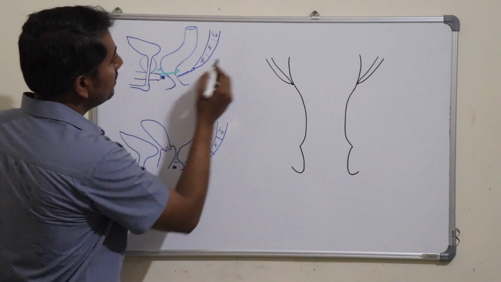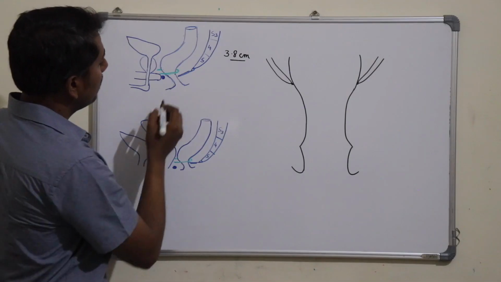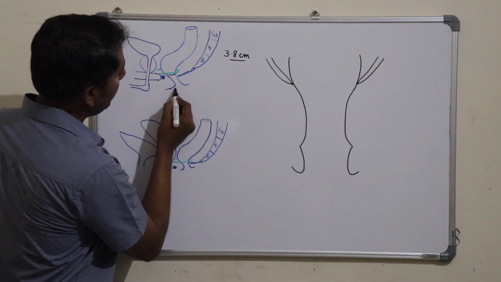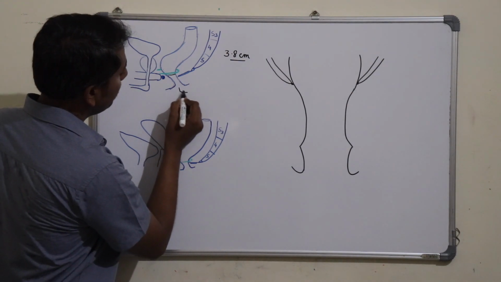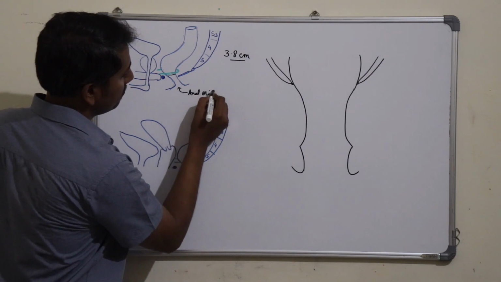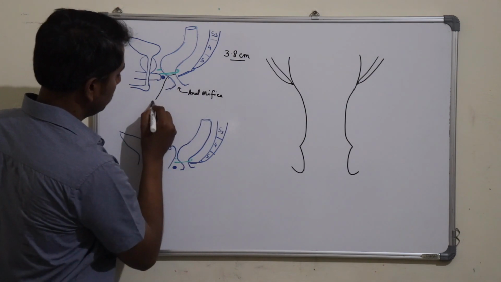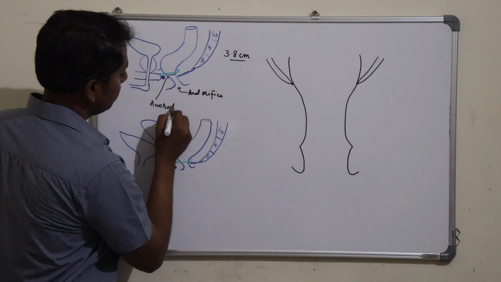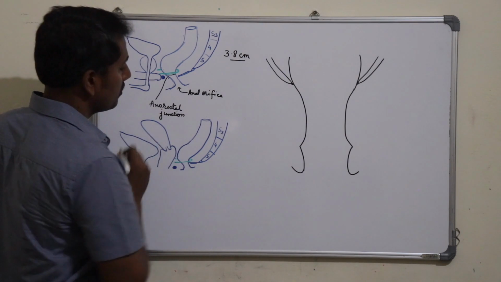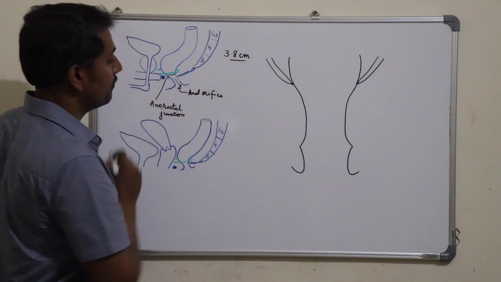The anal canal is a 3.8 centimeters long tube which extends from the anorectal junction to the anal orifice or the anal opening. So this is the anal orifice and this is the anorectal junction. The anal canal is directed downwards and backwards.